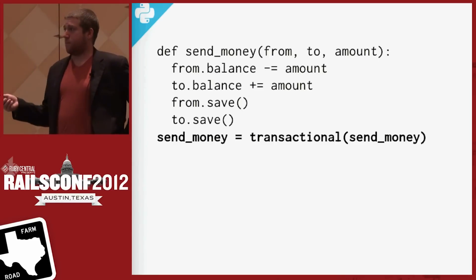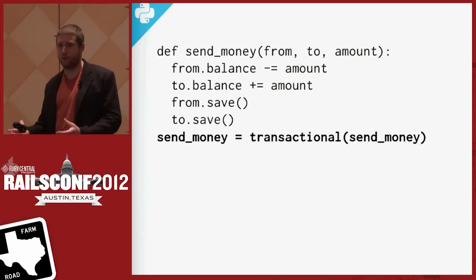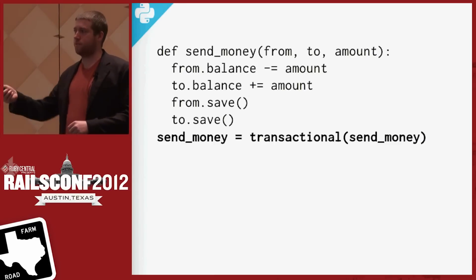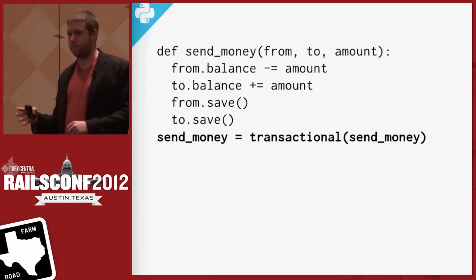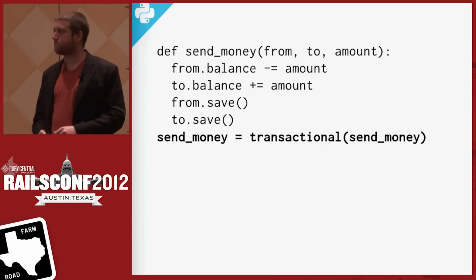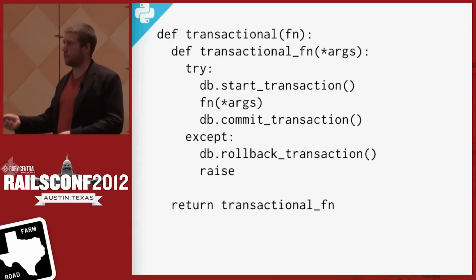So we take our sendMoney method after it's defined, pass it into a method called Transactional, which is going to wrap the original sendMoney method into a new method that exhibits the transactional behavior. And then we assign that method to sendMoney again. So all future calls to sendMoney are actually going to go to this new transactional version. So what does Transactional look like? Well, it might look like this.